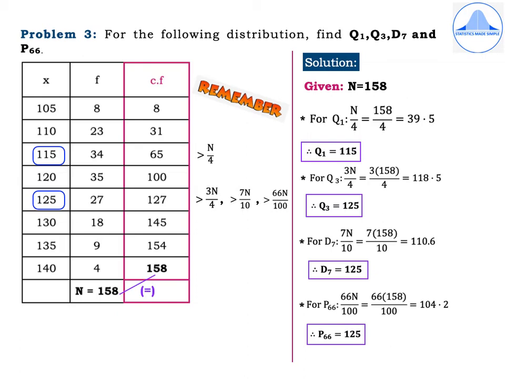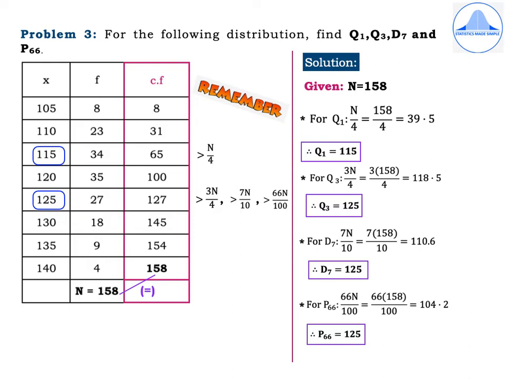Problem 3. For the following distribution, find Q1, Q3, D7 and P66. In the table, you have the x values as 105, 110, 115, 120, 125, 130, 135, 140, and the frequencies are 8, 23, 34, 35, 27, 18, 9 and 4. So the given data is discrete data.